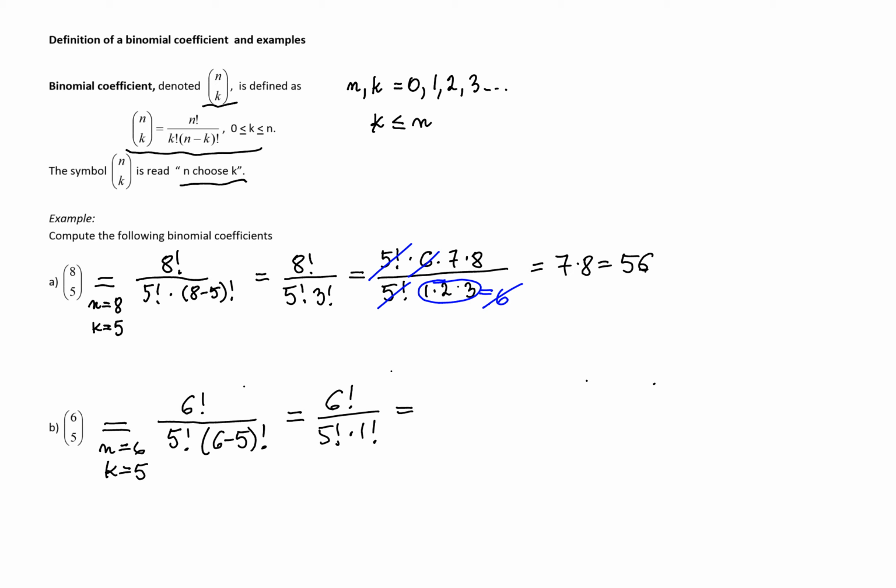Again, 6 is larger than 5, so we rewrite 6 factorial in the numerator as 5 factorial times the rest of the factors, which in this case is just 6, over 5 factorial, and 1 factorial is 1. As before, 5 factorial cancels out, and the only thing left is 6 over 1, which is 6.